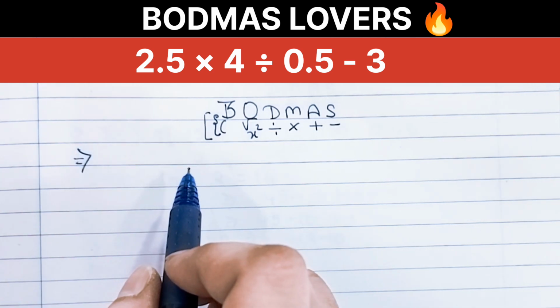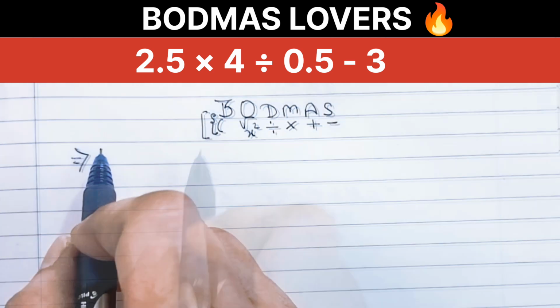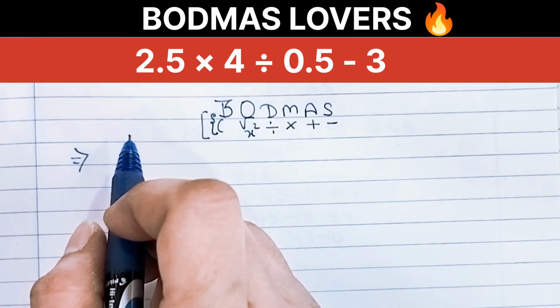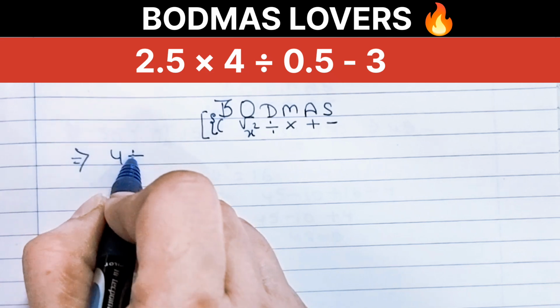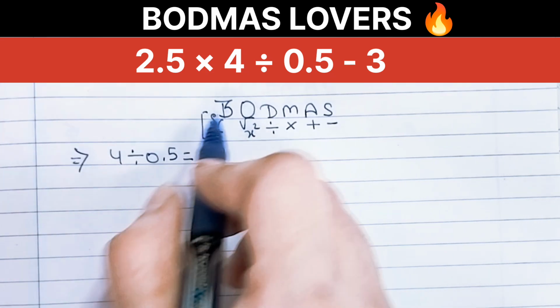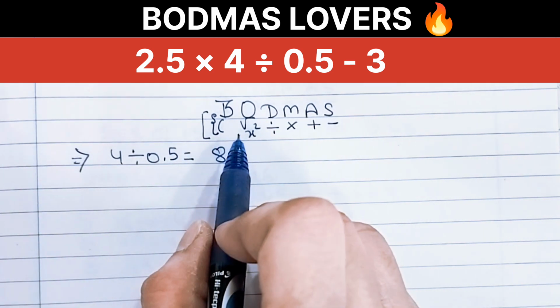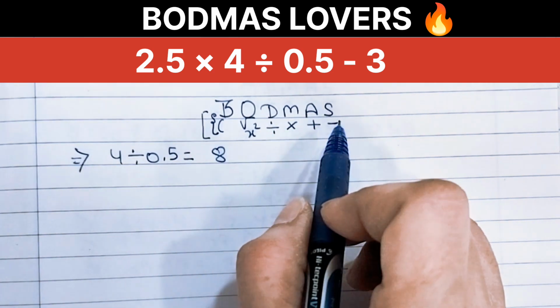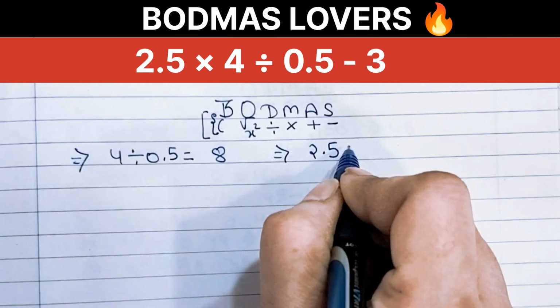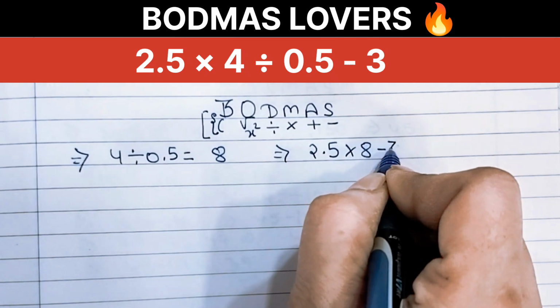First step, we identify and solve the division part first. So according to the first step, we solve division. Now 4 divided by 0.5, and accordingly we get 8. According to this step, BODMAS says division takes priority over multiplication and subtraction. So now the current expression becomes 2.5 multiplied by 8 minus 3.